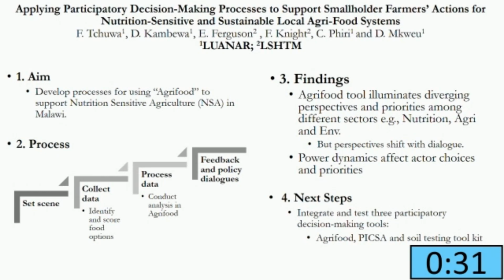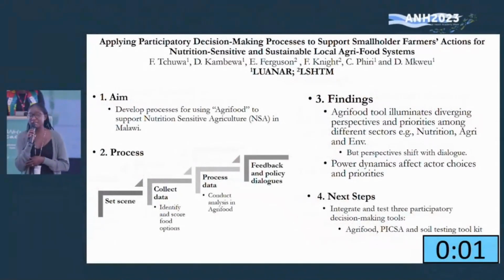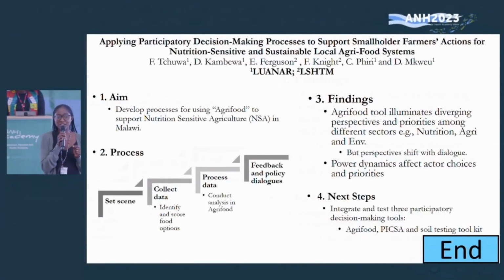So some of the key findings from our study are that different actors from different sectors have different priorities, and because of these priorities, they choose different foods to be promoted in different contexts. But through dialogue sessions, we have found out that these stakeholders can come up with trade-offs in order to achieve a consensus. Another key finding is that power dynamics may affect the selection of the priorities.